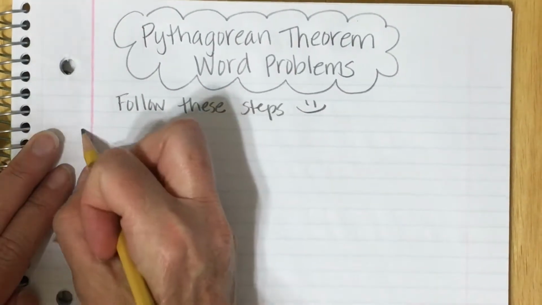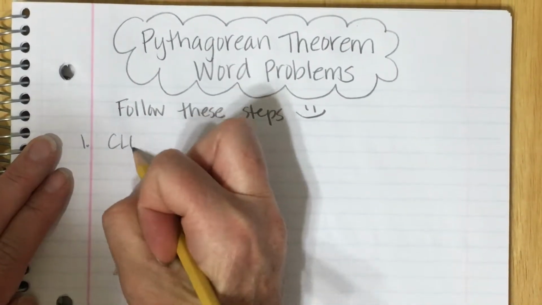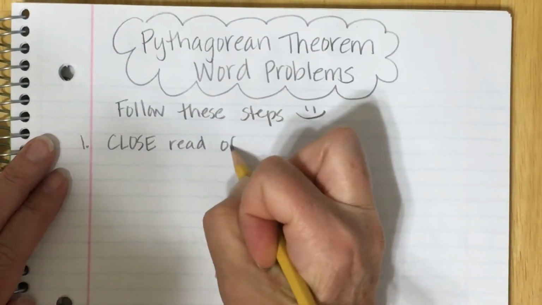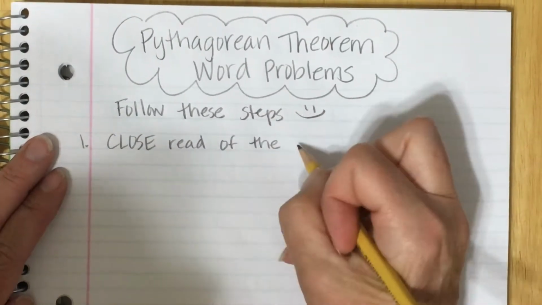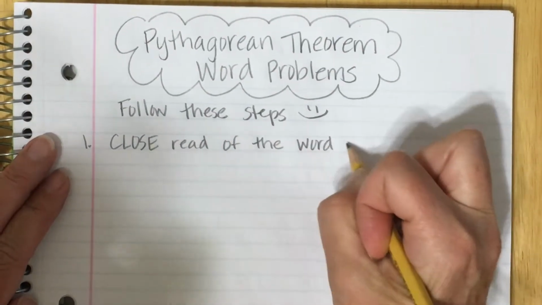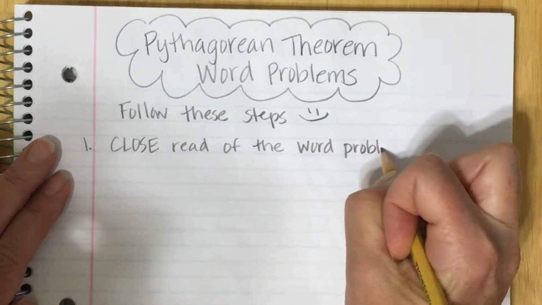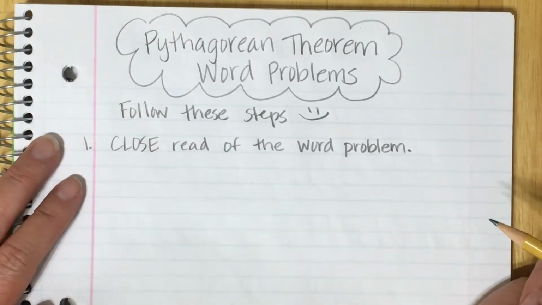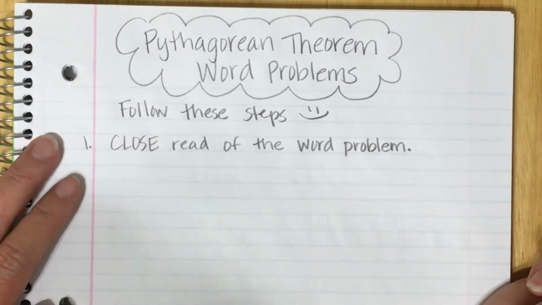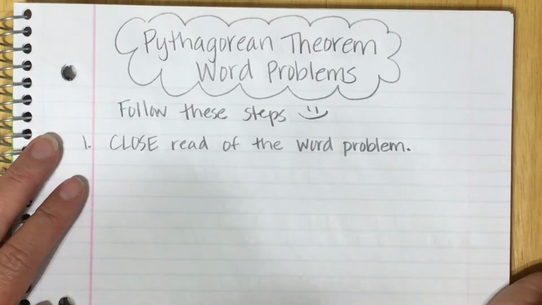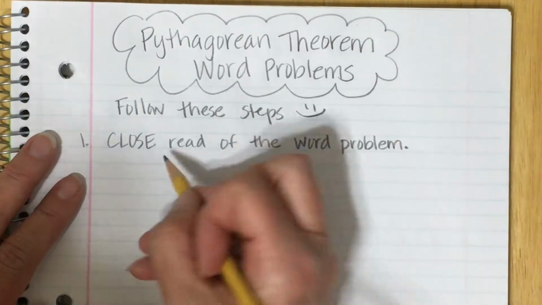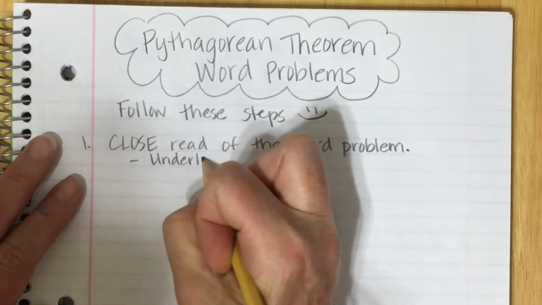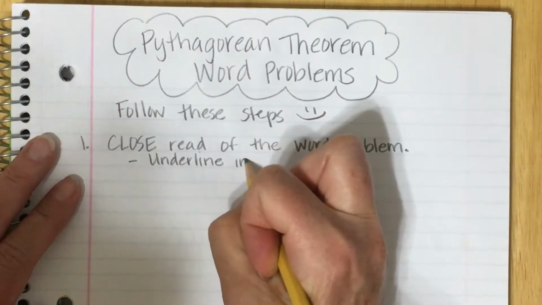The first thing that you want to do is do a close read of the word problem. In order to do that close read, there's some things that you're looking for. So if you have your purpose and you know what you're looking for, it'll make the problem that much easier to understand. So the first thing you want to do is you want to underline important information.